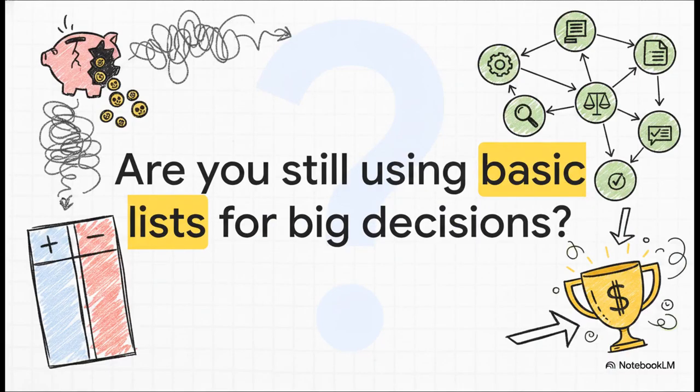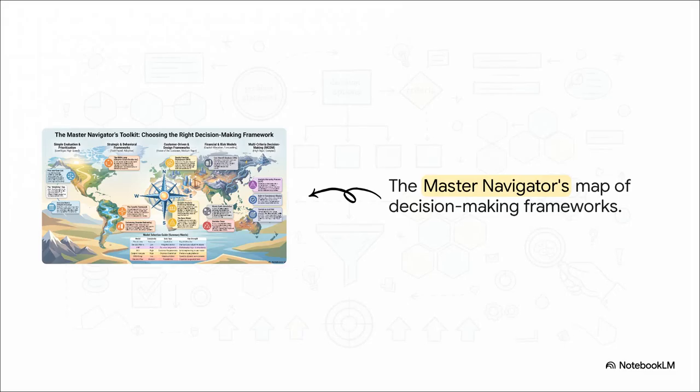So let me start by asking you a question. Are you still making million-dollar decisions with a simple pros and cons list? Honestly, it's a serious question, because relying purely on gut intuition or pulling out a basic, binary list for high-stakes strategic choices, that is an incredibly dangerous game to play. And this beautifully illustrates exactly why.